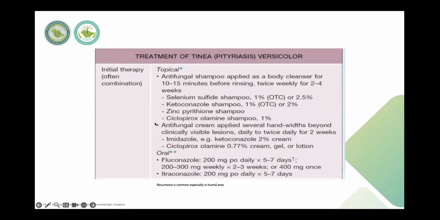Just remember that we don't use terbinafine because it's a yeast, so we'll mostly be using the azole group. And recurrence is common because, as we said, this yeast is actually part of the skin flora, and with humidity it will proliferate more and more and cause the infection.